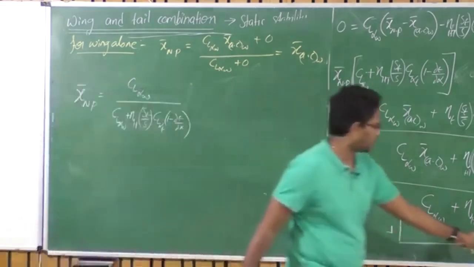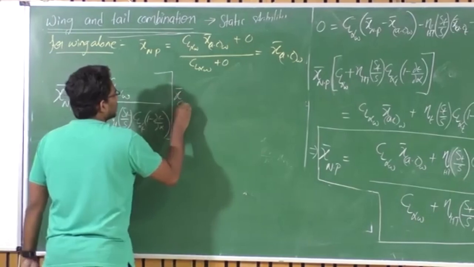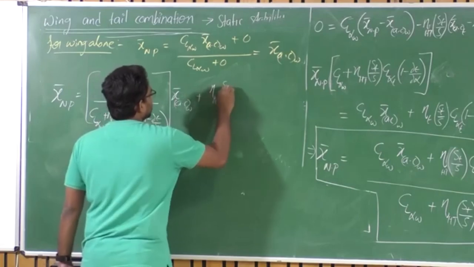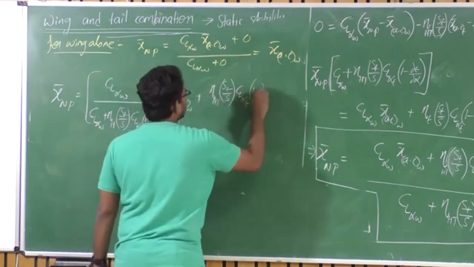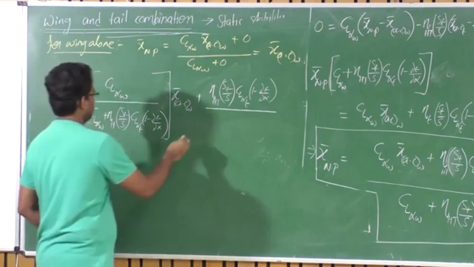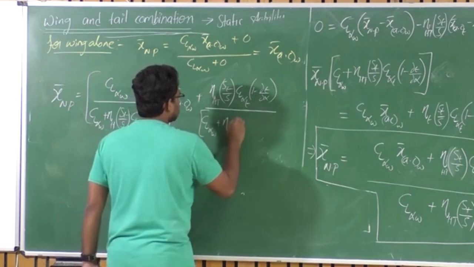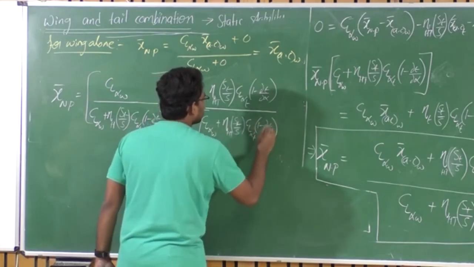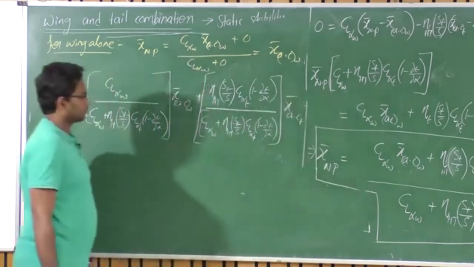So can I express this as the total CL alpha of the aircraft? Right? So this multiplied by x bar AC of wing, plus eta of tail, horizontal tail, ST upon S times CL alpha of tail multiplied by 1 minus dou epsilon by dou alpha, divided by again the total CL alpha of the aircraft, which is CL alpha of wing plus eta HT ST upon S times CL alpha of tail multiplied by 1 minus dou epsilon by dou alpha, right? So this entire thing multiplied by x bar AC of tail. Am I correct or not?